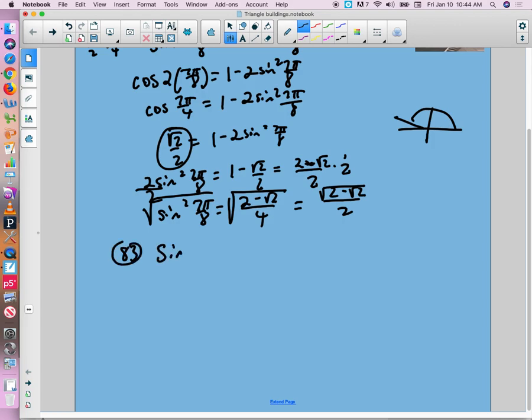83 is a cotangent? Yeah, I probably wouldn't have given you that one if I'd noticed, because I didn't make you learn the sum and difference identities for cotangent. Cotangent of pi over 2 minus x equals tan x.